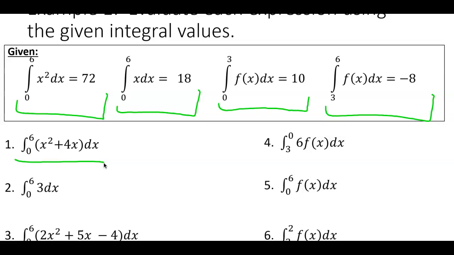So here's how we do it. Basically, we want to use our properties to rewrite these expressions so they look like these. And once they look like these, we can just replace those with the numbers they tell us that they are.